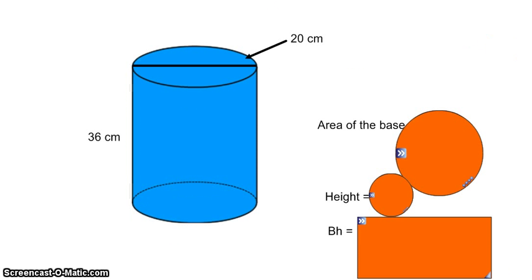In our next problem, we have a cylinder with a diameter of 20 and a height of 36. I want you to find the volume of this cylinder. Pause the video and then press play to check your answer.